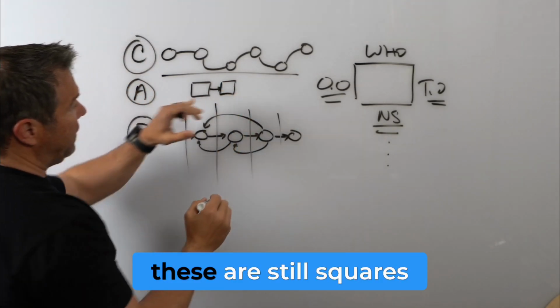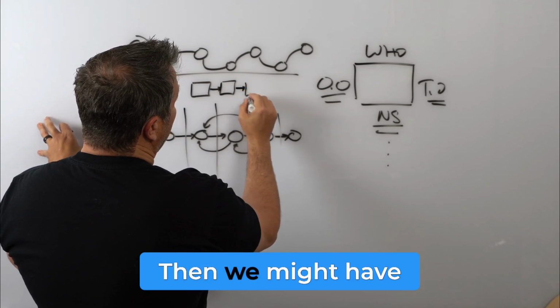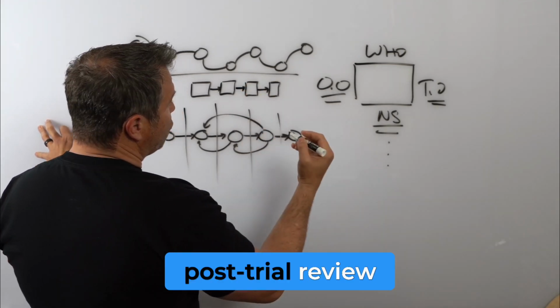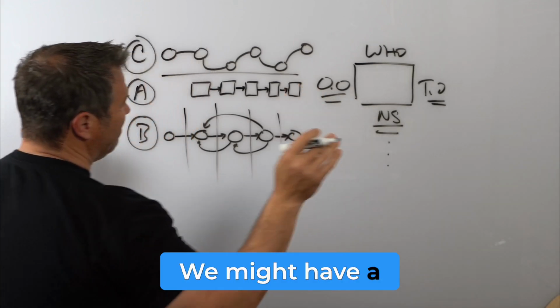Notice that each of these are still squares. They're call plans. We might have a capability call. Then we might have a pre-trial kickoff. We might have a post-trial review. We might have a contract negotiation. We might have a number of different ones.